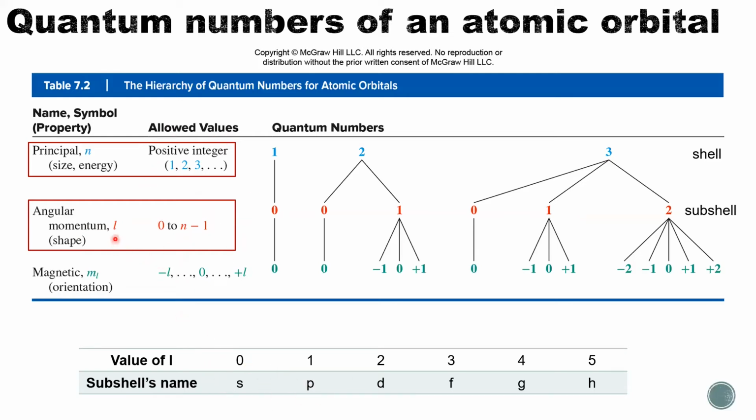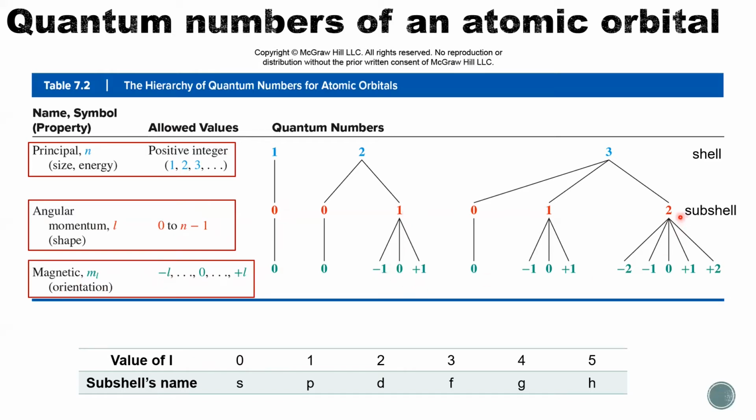Besides angular momentum l, we also have the magnetic quantum number m sub l. For m sub l, the allowed values are from negative l to 0 to positive l, still integers. So when l equals 0, m sub l is 0. When l equals 1, it can be -1, 0, +1.